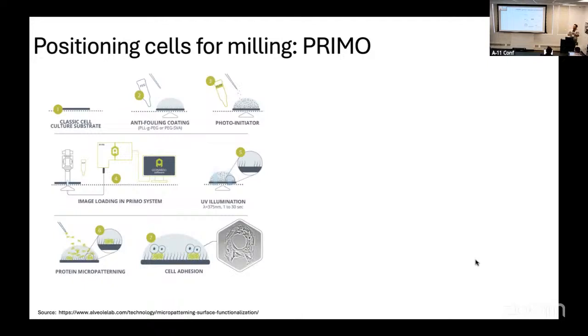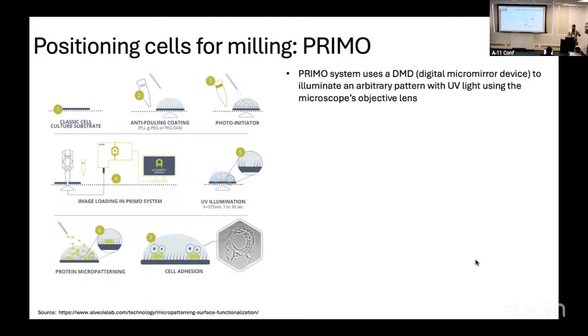One thing that they have here and we have in our lab, and people have been using it more, is this thing called Primo, and it's a system that uses digital micromirrors, like the projector right there, that you can project any arbitrary pattern onto your sample through your objective lens. So what you do is you put on an anti-fouling coating, usually PLL-PEG, or you can add in PEG-SVA, on top of the poly-L-lysine. That coats the whole grid, makes it passive. The cells shouldn't stick to it.